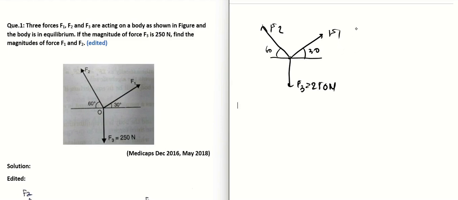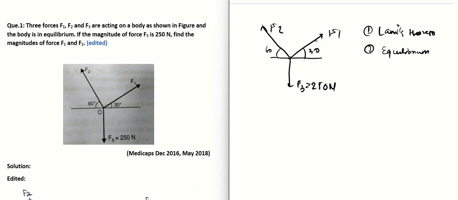There are two ways you can solve this. First is of course applying Lami's theorem, and the second is applying equilibrium, since as you can see in the question, the body is in equilibrium. Lami's theorem applies whenever the body is in equilibrium and there are three forces. It says that each force is proportional to the sine of the angle between the other two forces, which means we need to find the angle between every two forces.